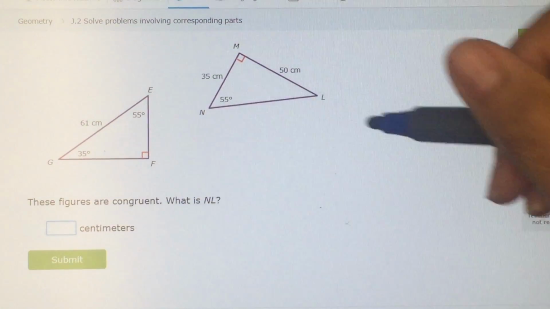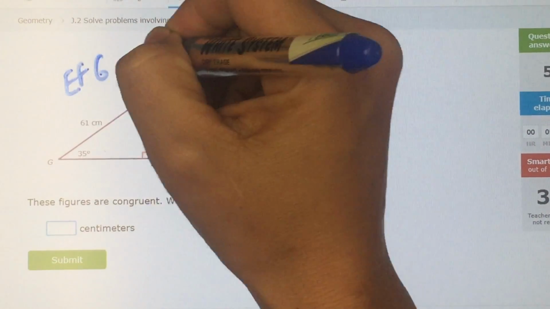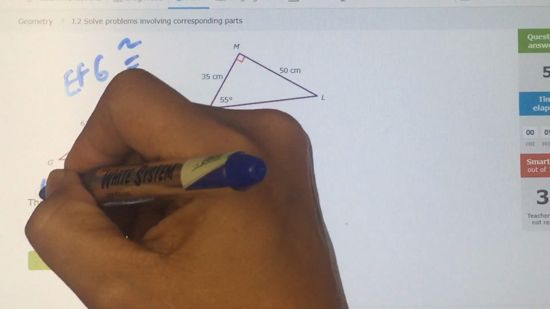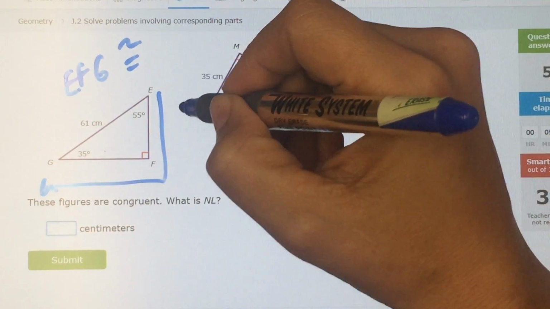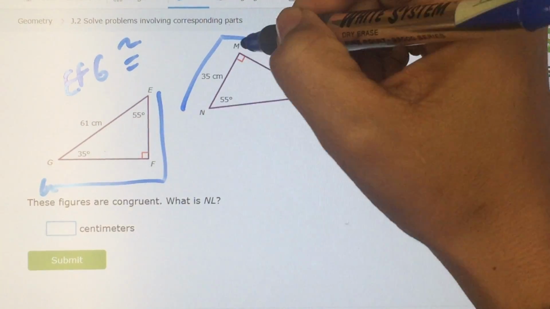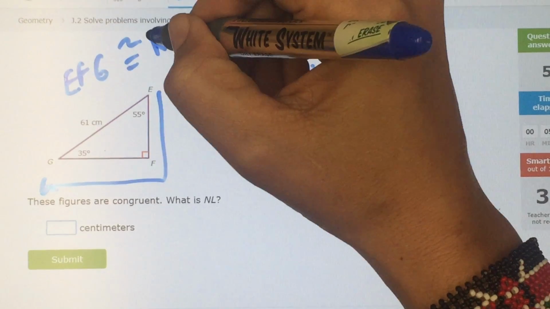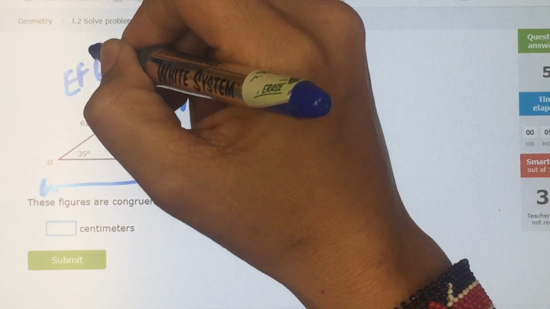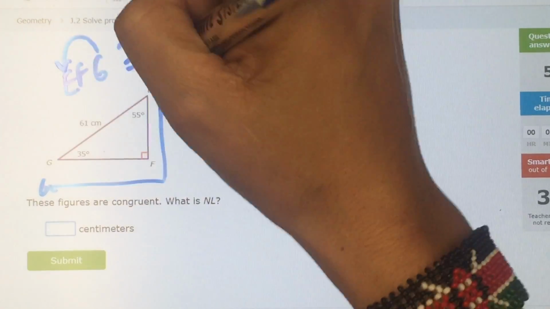The figures are congruent. What is NL? Okay, so they didn't write it for me, so now I'm going to write it. EFG is congruent too, so it goes EFG. So it starts at 5590, so 5590. So it's going to go like that. So NML. Once you have it written, what is NL? So last to first is G to E. G to E, where you at? 61.